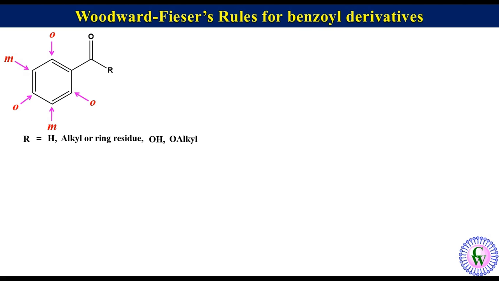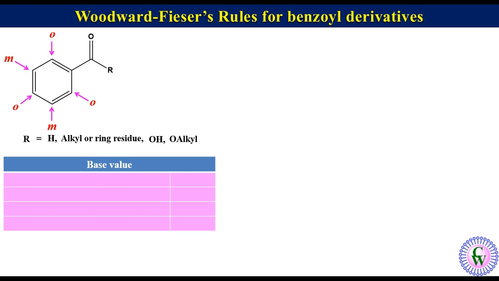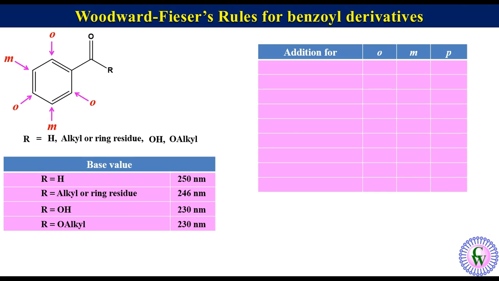First we will discuss base values. For aromatic aldehyde it is 250 nanometer. For aromatic ketone 246. For aromatic carboxylic acid 230, and for aromatic esters also it is 230 nanometer. Additions for substituents and ring residues at different positions.